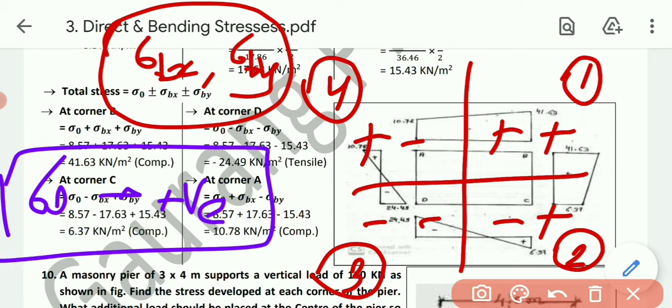Okay, and giving the name, this one is our B point, this one is our C point, this one is our D point, and this one is our A point. You can take a screenshot of this one and remember the formula.